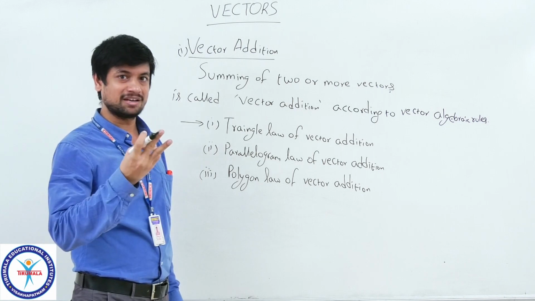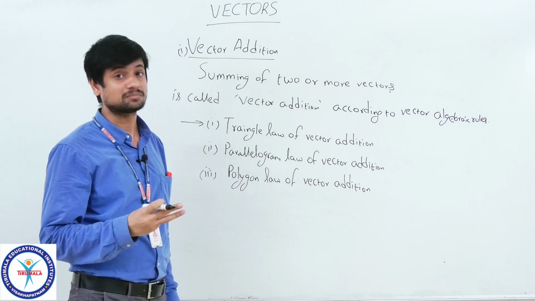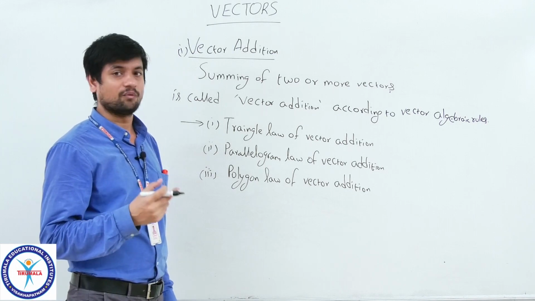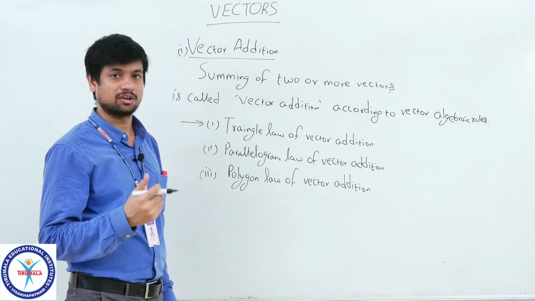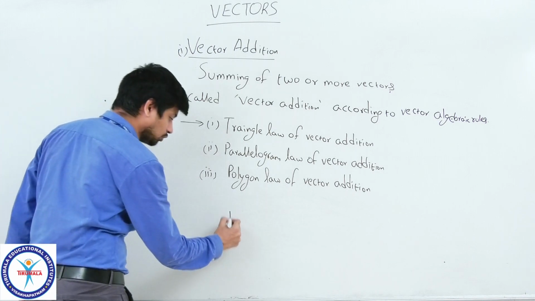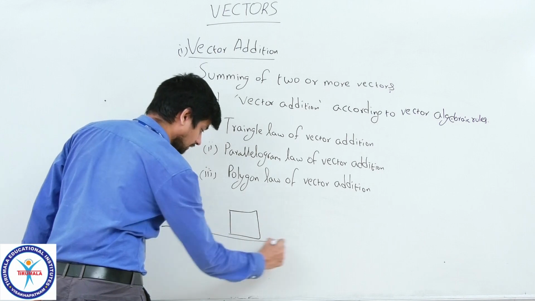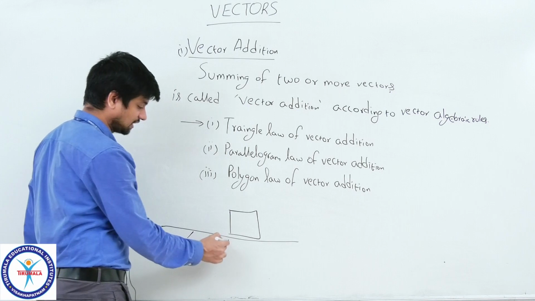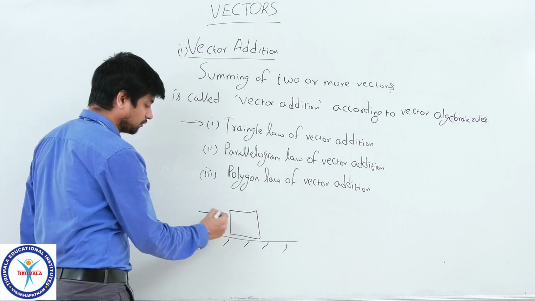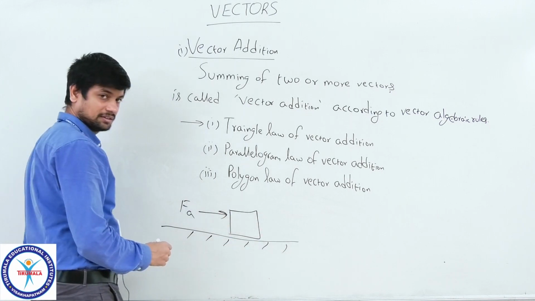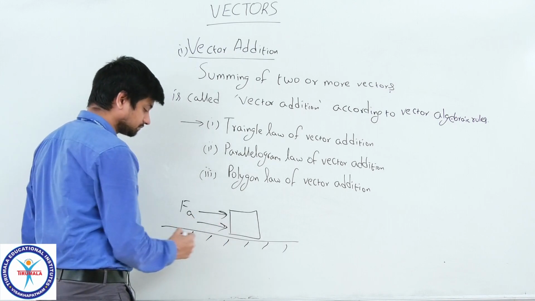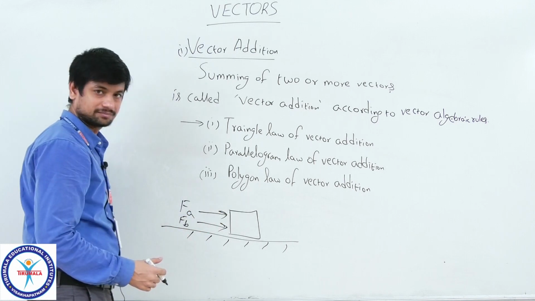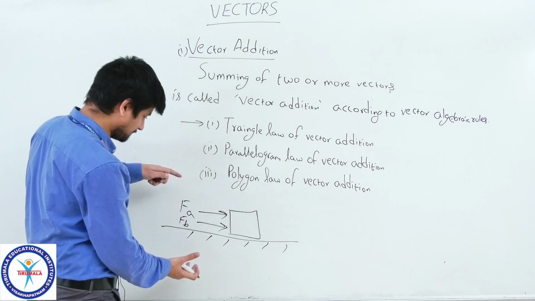Combining will be done by either multiplication or addition or subtraction. So, the resultant, why is this requirement needed? If you take one object, this is one box which lies on the floor, I am applying the force in this way, and you are also applying the force, Fa, Fb. So, what will be the resultant? What will be the effect of combining these two?